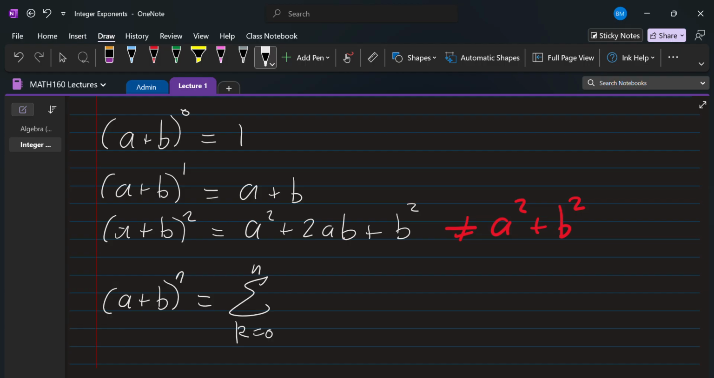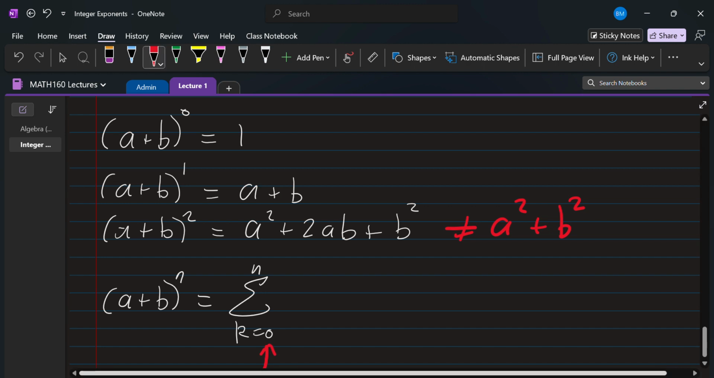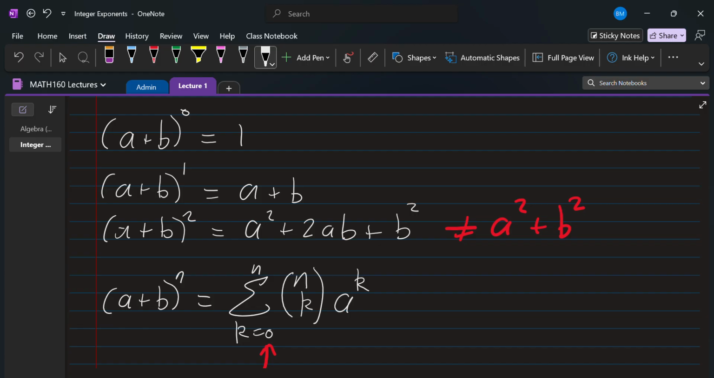But what we're looking for is a plus b to the n, where n can be whatever integer. So this is given by the sum from k equals 0 to n. Okay, you're familiar with sigma notation? Awesome. So k equals 0, not from 1, from 0. Please keep that in mind. Up to n, where that n is the same as the exponent. So please, we start from 0, we do not start from 1.